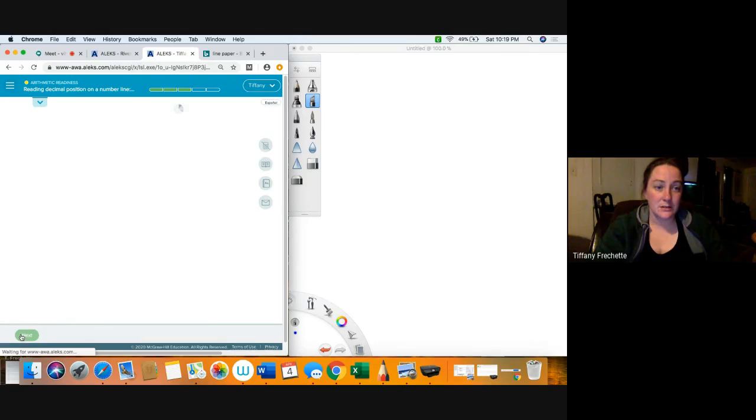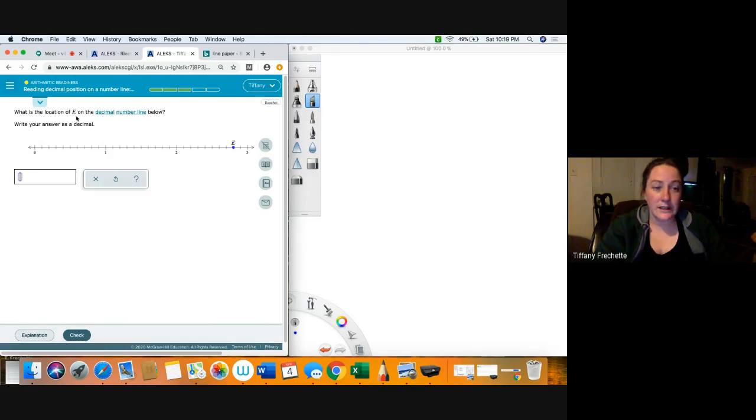Next one. All right, what is the location of E on the decimal number line below? Write your answer as a decimal. So 0, 1, 2. If I go to 3, I pass E. So I know it's going to stay at 2. And then I'm going to put point. Now I need to figure out my decimal. So I'm just going to count 1, 2, 3, 4, 5, 6, 7, 8.